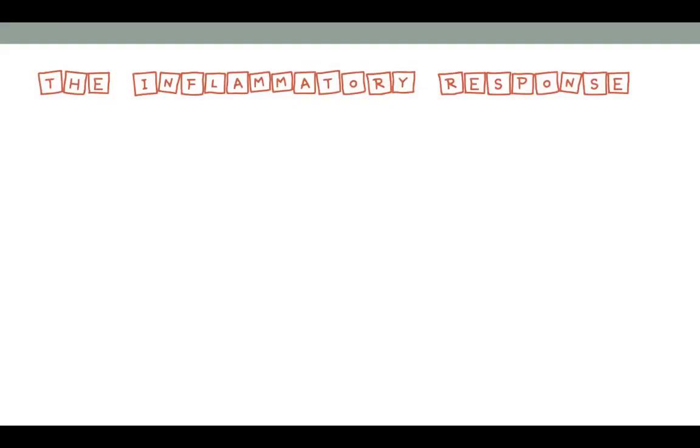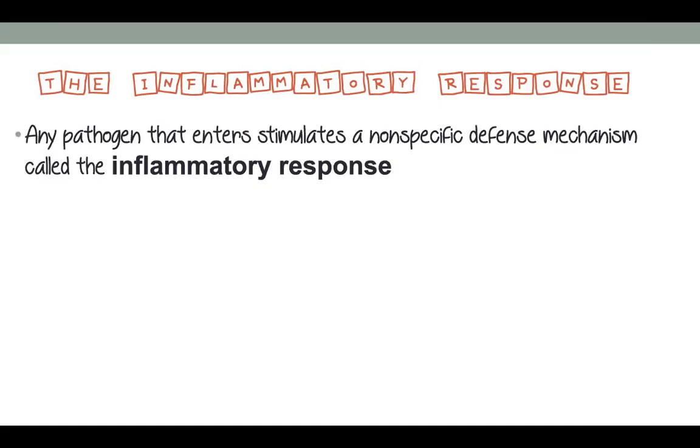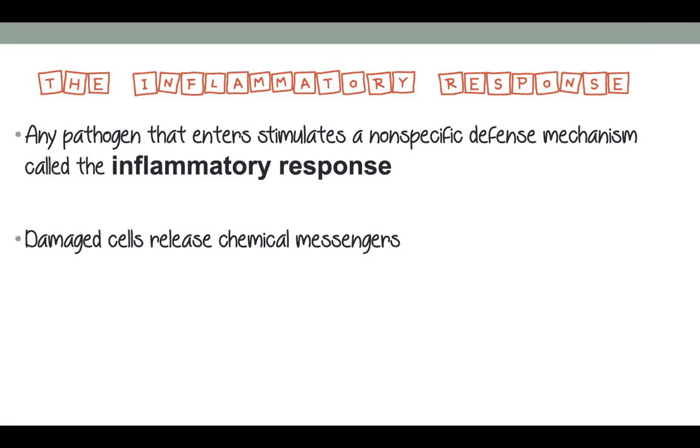Another non-specific defense we have is something called the inflammatory response. And you've all experienced this, I guarantee. A pathogen that enters stimulates a non-specific defense mechanism called the inflammatory response. So how this works, it's going to be in a series of steps, right?